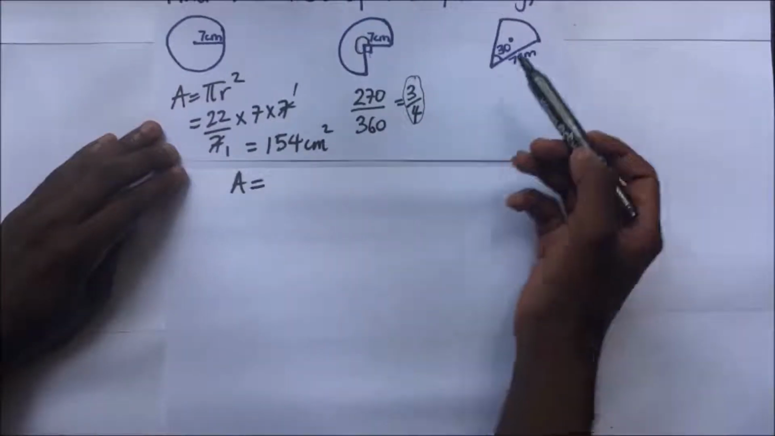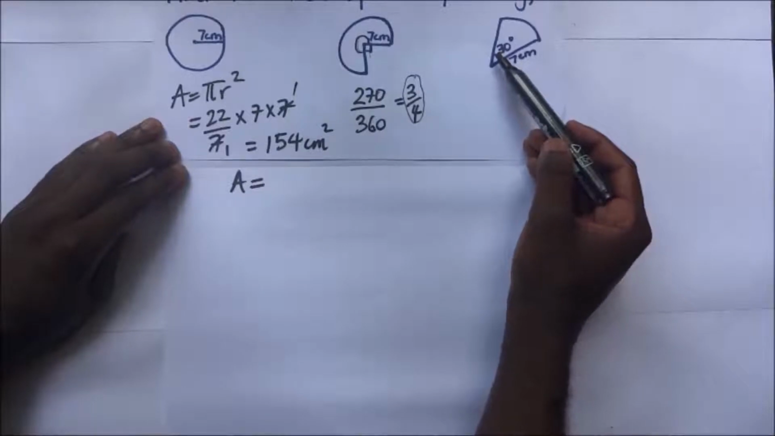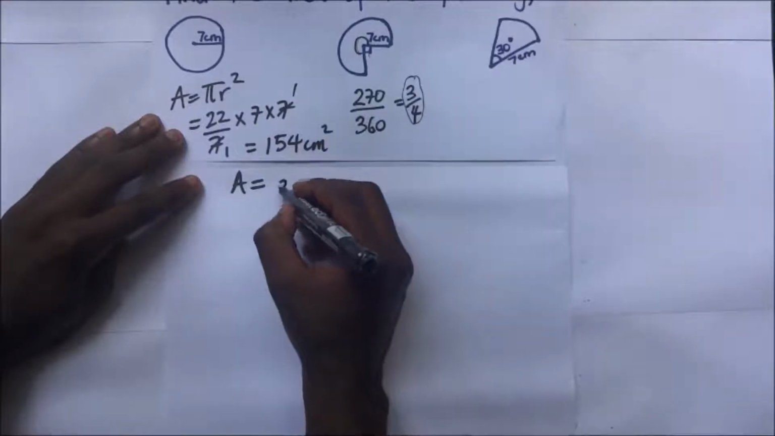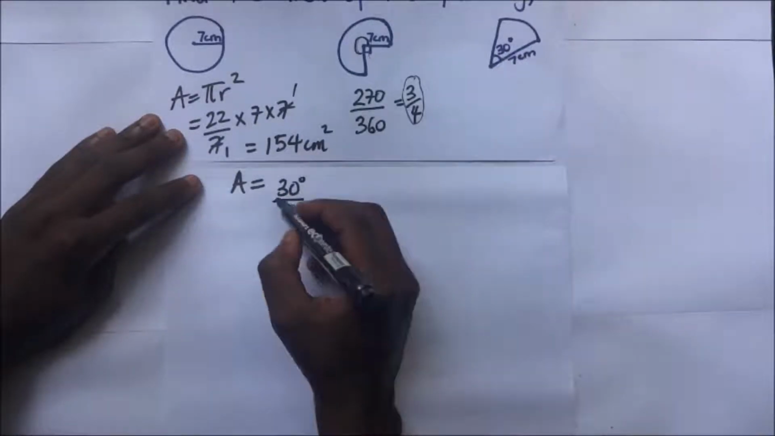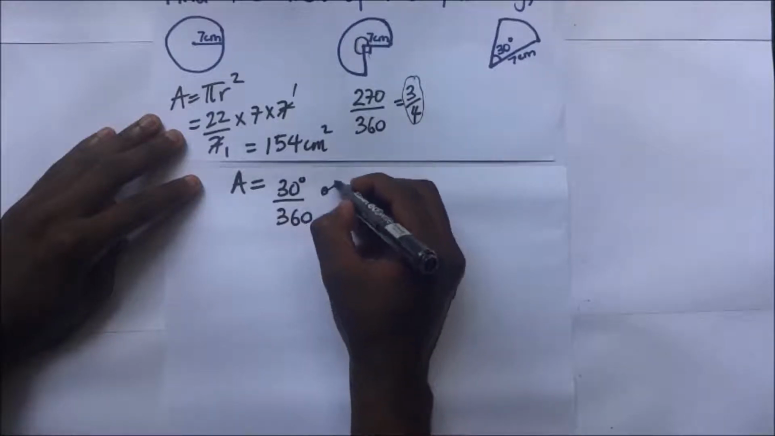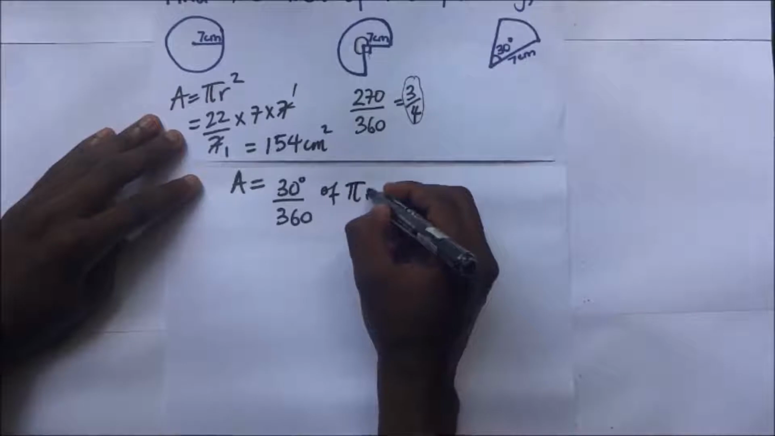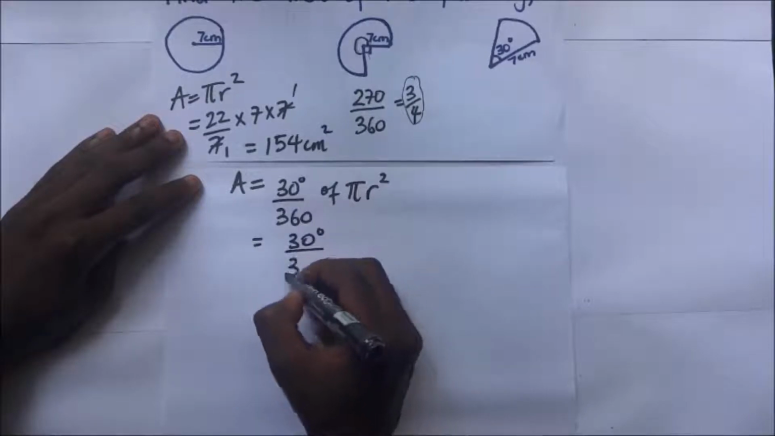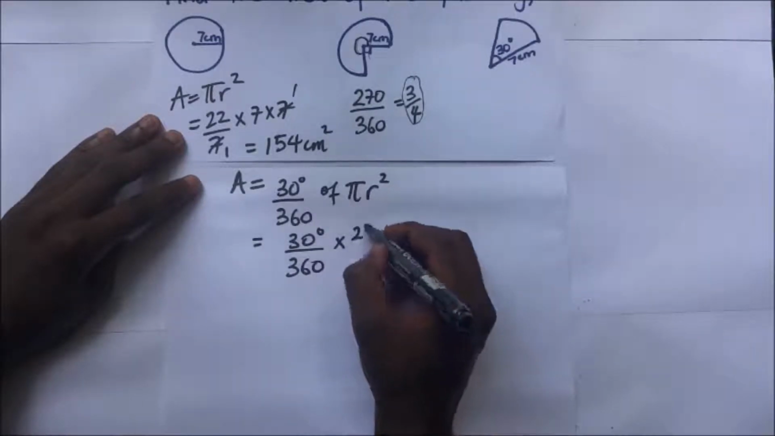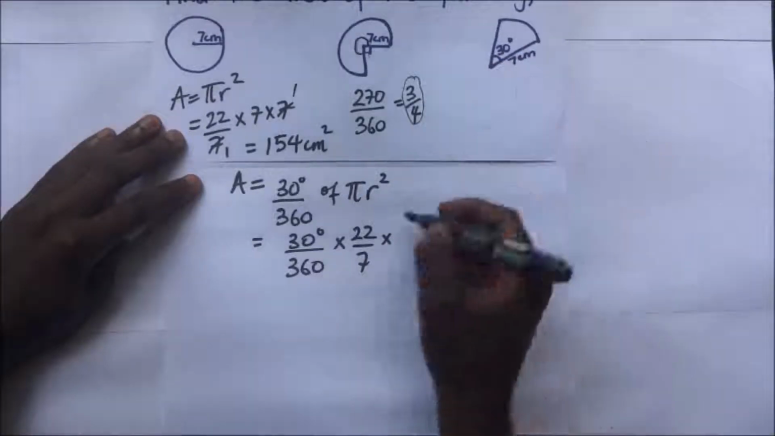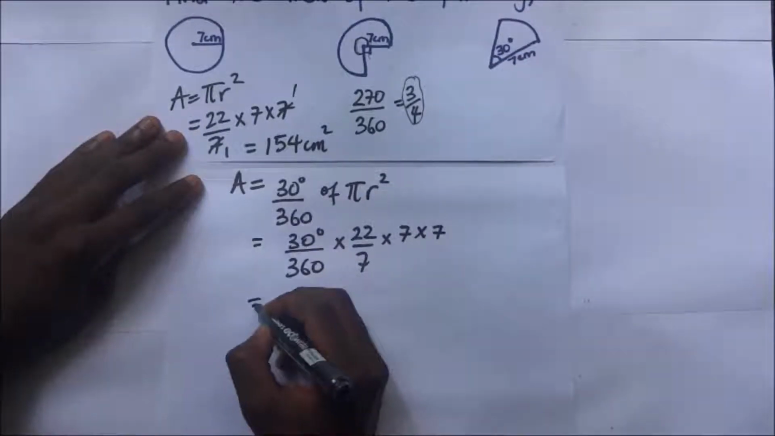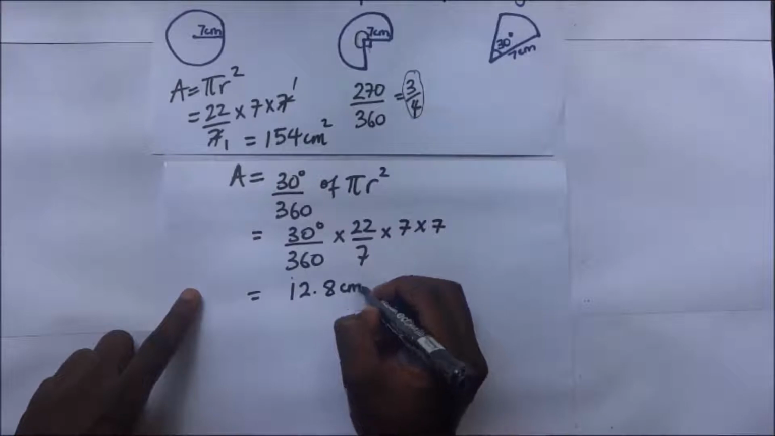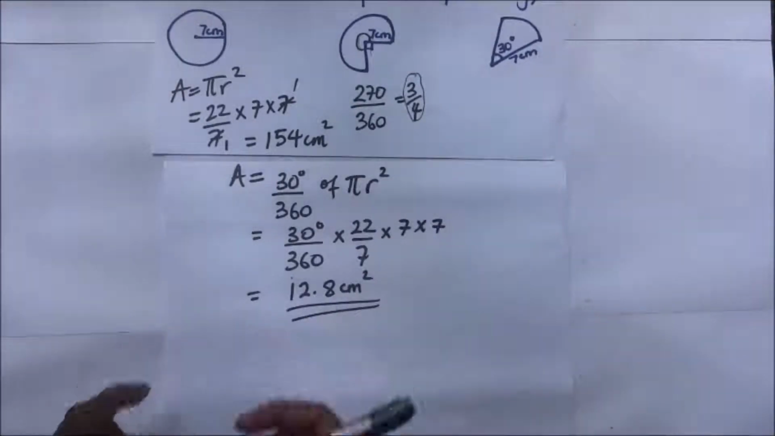Looking at this other circle sector, to find the area of this sector, if you find that this sector has only 30 degrees in between, what is 30 degrees of the whole circle? The area is going to be 30 degrees over 360 degrees of the area of the whole circle, which is pi r squared. That is 30 over 360, multiplied by pi, which is 22 over 7, times the radius, which is 7 times 7. And when you compute all that, you're bound to get 12.8 centimeters squared as the area of that sector.